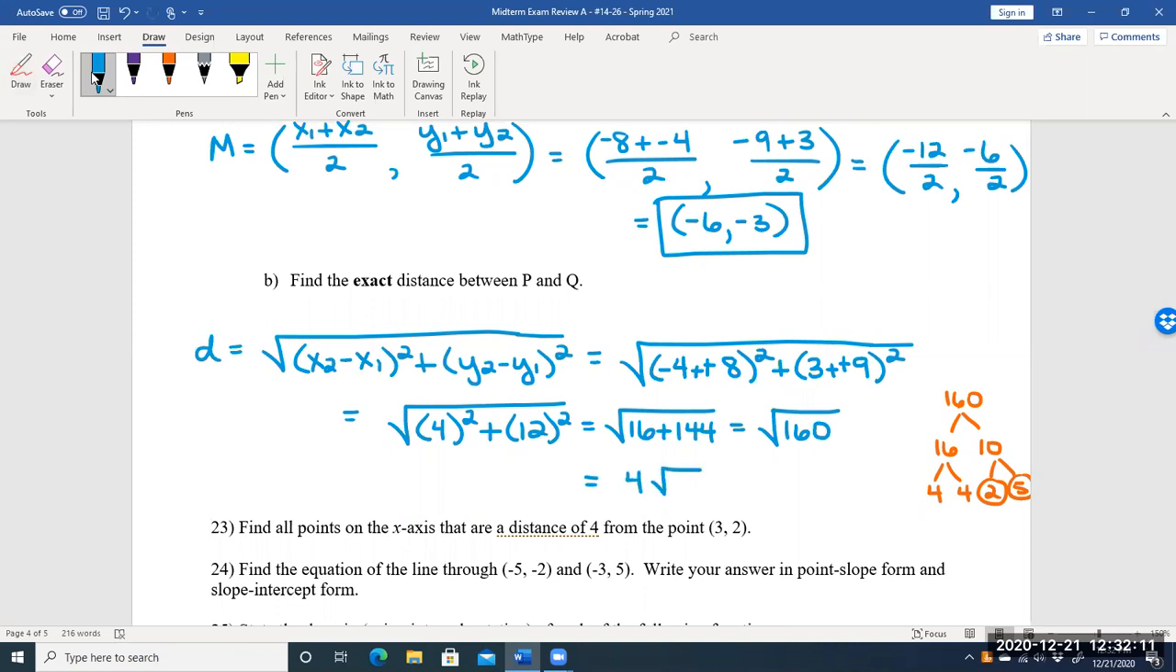Now, even though 4 is not a prime number, I can stop those branches because once I see 2 of a kind, even if they aren't prime numbers, I can stop those branches and pull that number in front. The 2 and the 5 are not 2 of a kind, and so they stay under the square root. And so 2 times 5 is 10. So we're going to have 4 square root 10 as our distance.